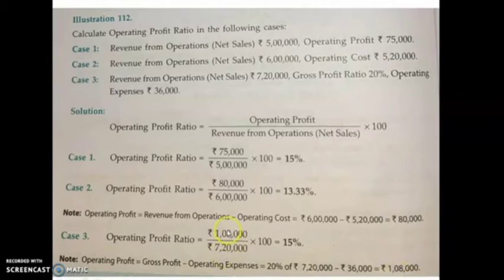Substitute this amount in the formula. Operating profit you got through the working note, 1,08,000 divided by sales in case 3 is 7,20,000 into 100. The answer what you will get is 15%.